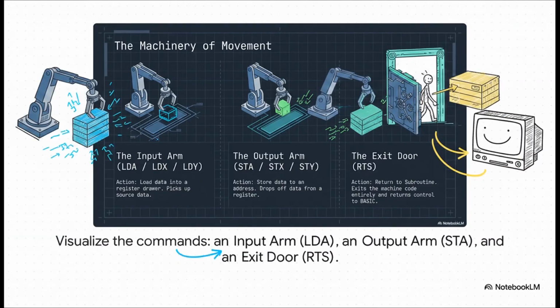LDA is like an input arm, reaching into memory to grab a value for you. STA is the output arm, taking the value that's in your register and placing it at a new address. And RTS? Well, that's just the big exit door you walk through when the job's done. It hands control right back to that friendly BASIC screen.